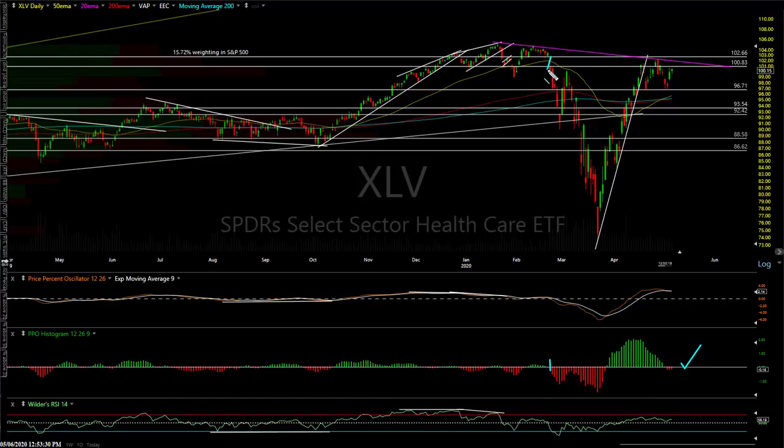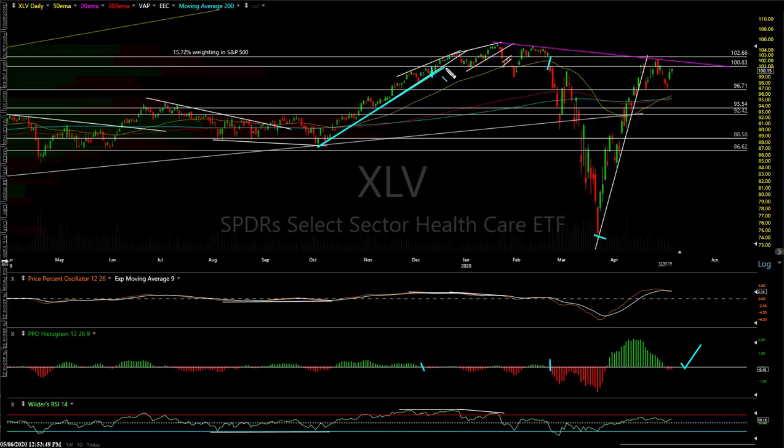Had you shorted XLV on that bearish PPO crossover, you would have been a very happy camper. History doesn't always repeat. Again, there are whipsaw signals even after some of the hills, like this one here. Here's a good example. There's a little whipsaw. You shorted it there. It didn't pay off.